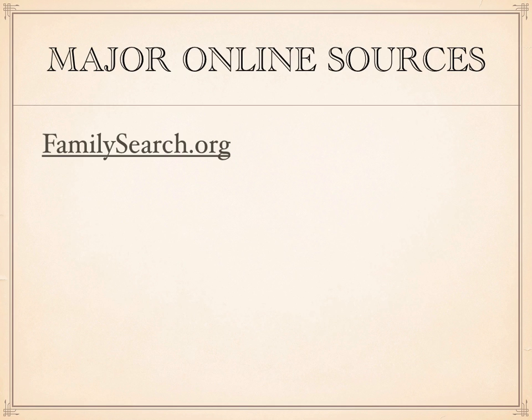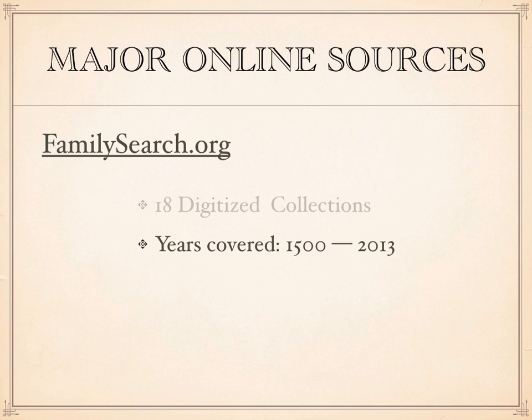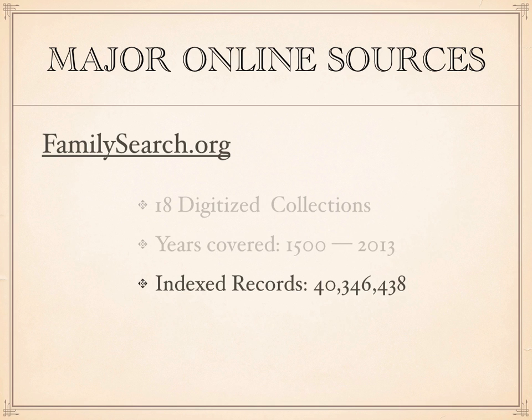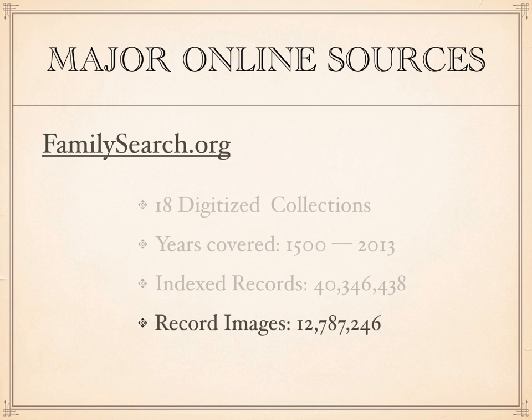When searching for Scottish records online, some of the major online resources include FamilySearch.org. FamilySearch has 18 digitized collections covering the years from 1500 to 2013. There are indexed records in the number of 40,346,438. There are 12,787,246 record images. Remember that these numbers might change as additional records are added online or to the collections.